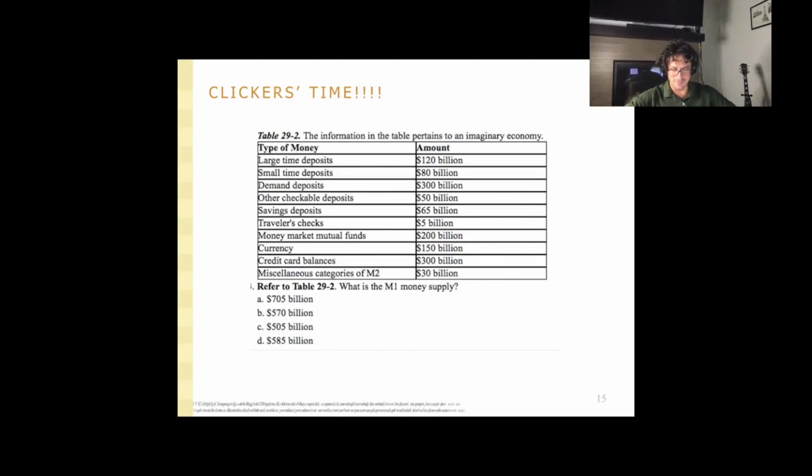So let us very quickly solve this clicker question. What is M1, the money supply? Large time deposits, no, this is not. Small time deposits belong to M2. Demand deposits, yes, this is M1. Other checkable deposits, wonderful, this is M1. Savings deposits, no, this is part of M2. Traveler's checks, wonderful, this is part of M1. Money market mutual funds, no, they are not so readily available, so they are M2. Currency is part of M1.